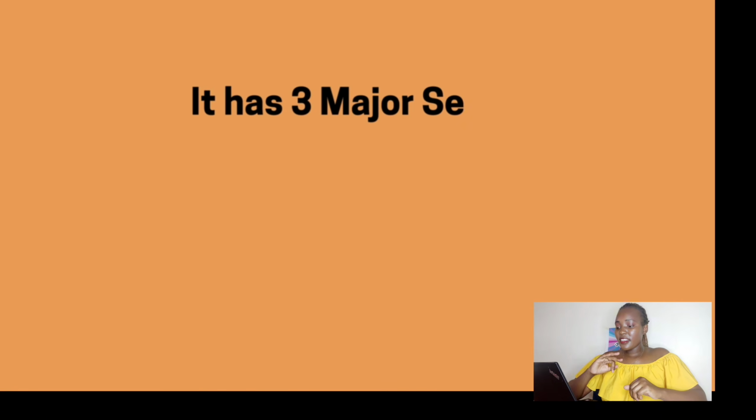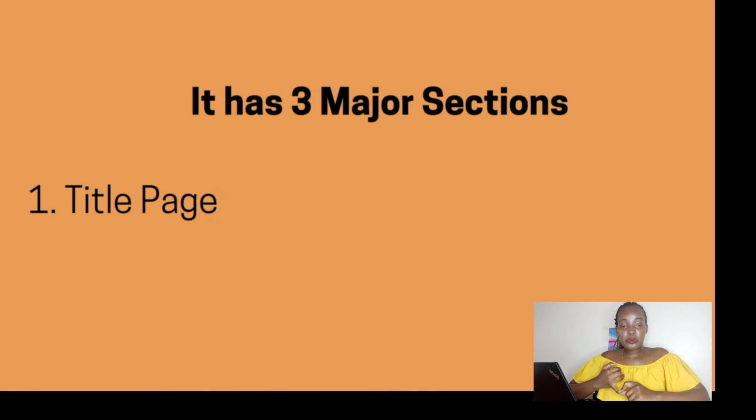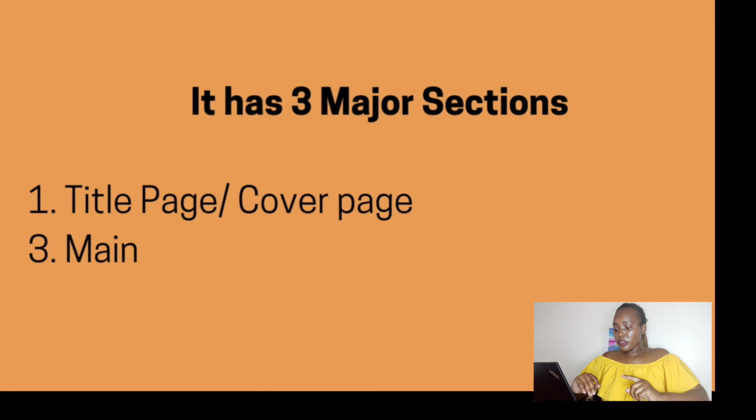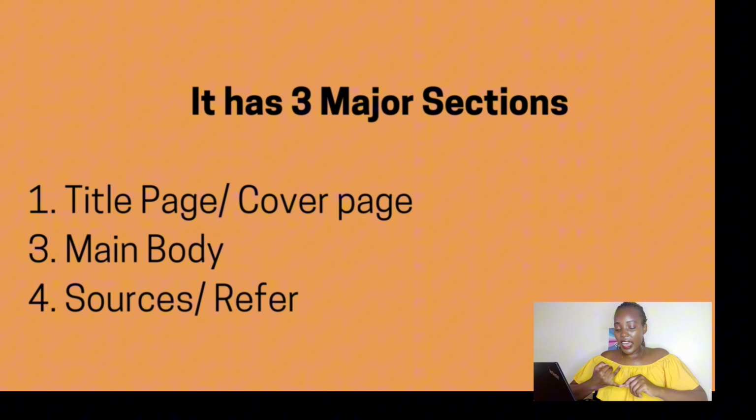Right now, we use APA 7th edition. The APA format has three important sections. We have the title page, or the cover page. We also have the main body. This is where you write the actual work, or this is where you answer the actual questions that you've been given. And we also have the sources and the references. This is where you give the exact sources of your paper.